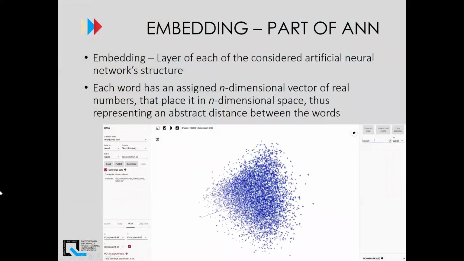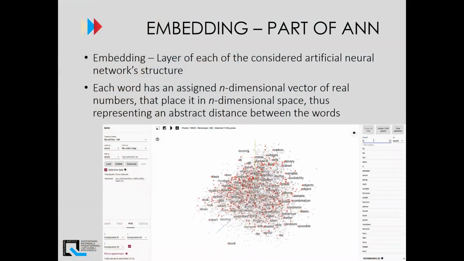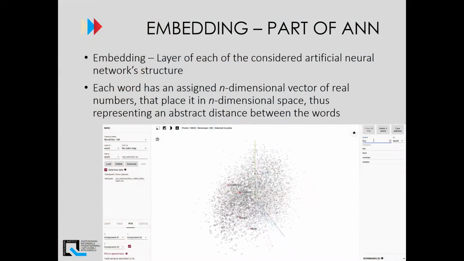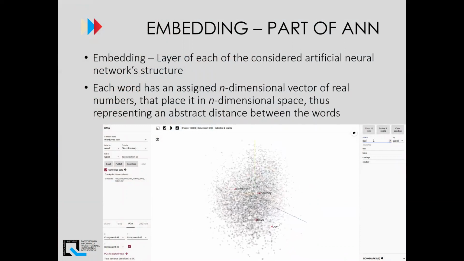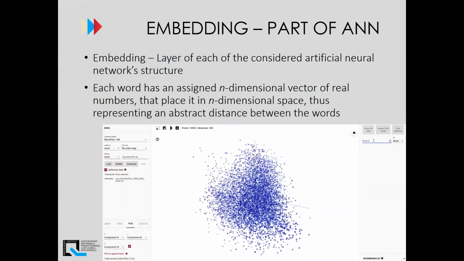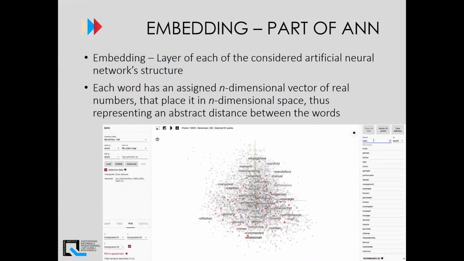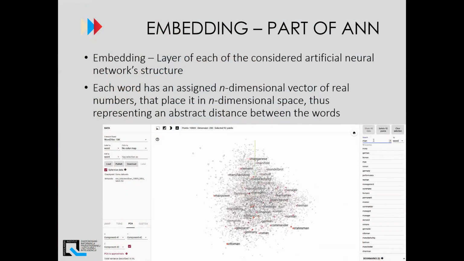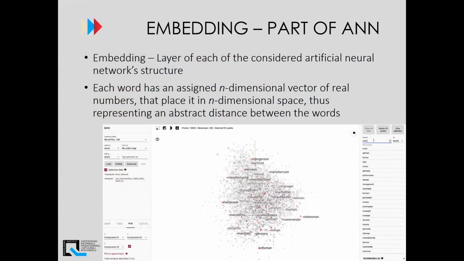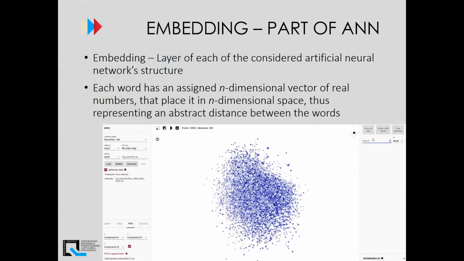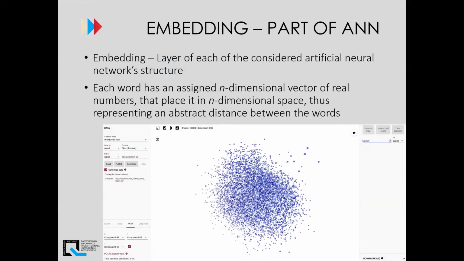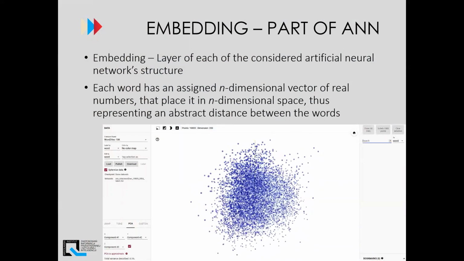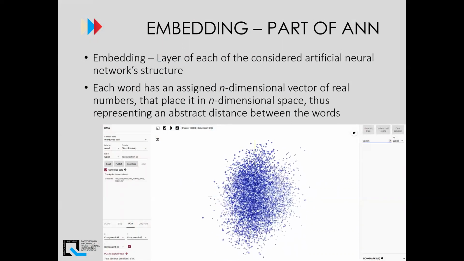As a part of each of the considered artificial neural network structures, we have used an embedding layer. Embedding is a matrix in which each row corresponds to a different word, and it assigns to it an n-dimensional vector of real numbers, thereby placing each word in n-dimensional space, thus representing an abstract distance between the words. It is possible to find various versions of embedding matrices. Among the most popular, there are those provided by Facebook FastText and by the Institute of Computer Science of the Polish Academy of Sciences, which offers over 100 different models.